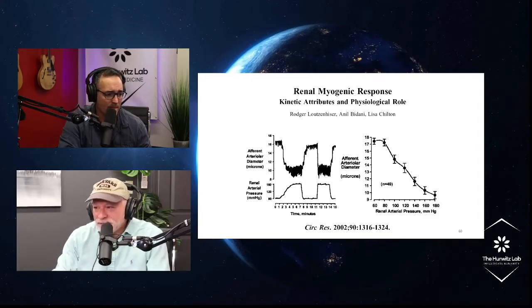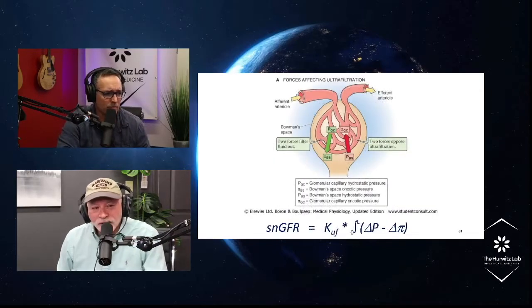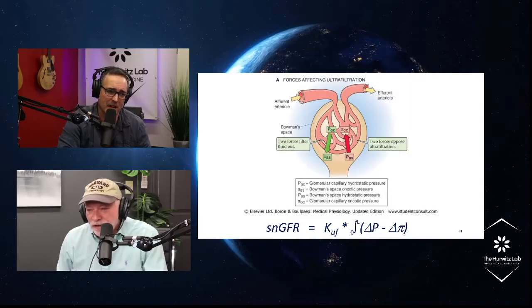That's the myogenic response. So here are the forces that govern glomerular filtration. There's the afferent arteriole and the efferent arteriole, and there's the glomerulus sitting snugly in Bowman's space. And what you see is the two green forces that favor filtration are the hydrostatic pressure in the glomerular capillary and the oncotic pressure in Bowman's capsule. In Bowman's, okay. And the two forces that oppose filtration are what?